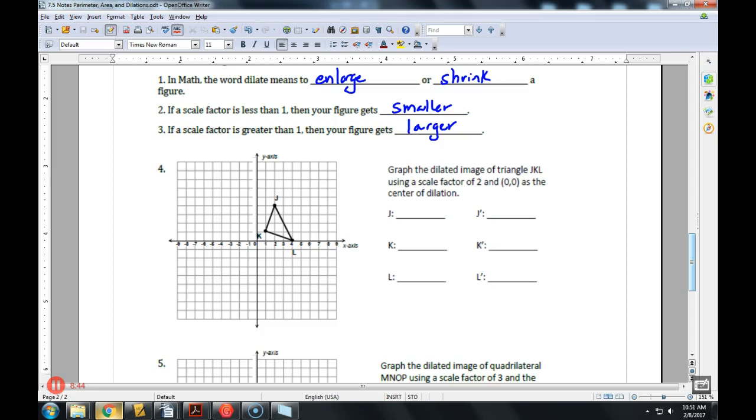So let's put some coordinates down. Right now J is at 2, 4. Alright, so I went over 2, up 4. So J's at 2, 4. K is at 1, 1. And L is at 4, 0. Be careful you don't mix up the X and Y coordinate. Remember, X always comes first, Y always comes second.